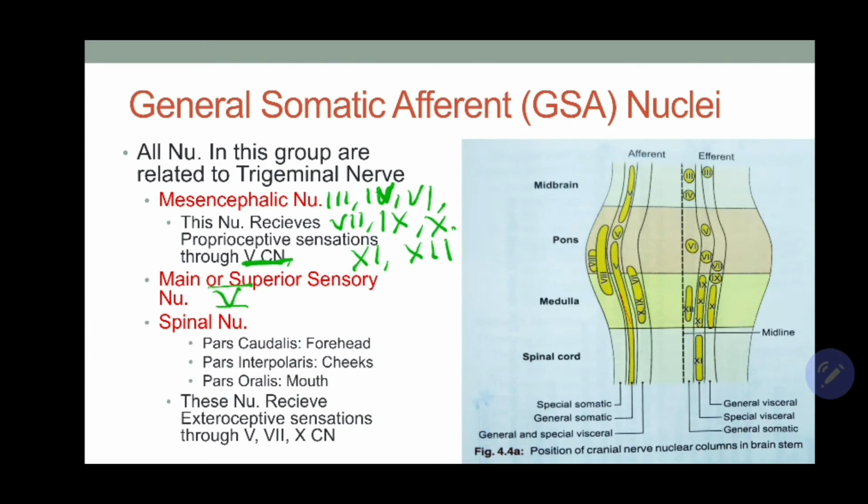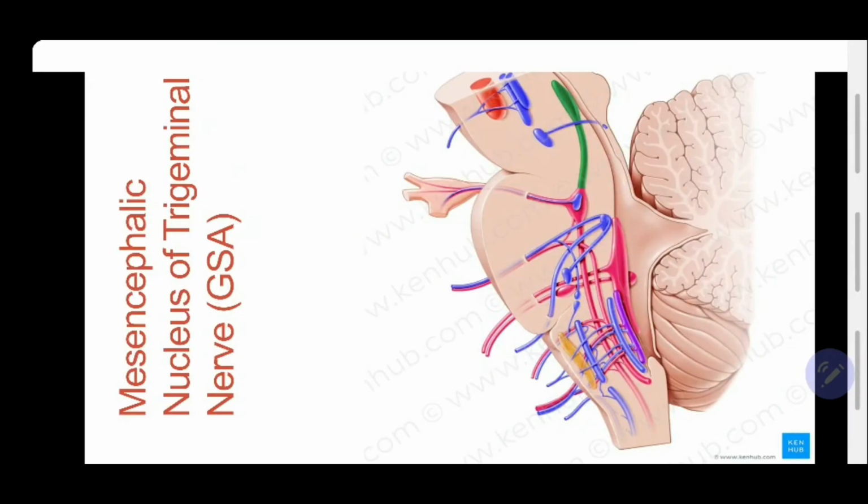Spinal nucleus, the sensations here will be brought in from the exteroceptive sensations. Remember, this spinal nucleus will receive sensations of pain, temperature, and fine touch. These nuclei receive exteroceptive sensations from the 5th nerve, 7th nerve, and 10th cranial nerve. Okay, so let's study about this further.